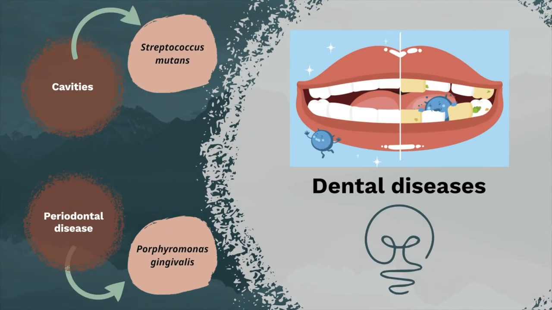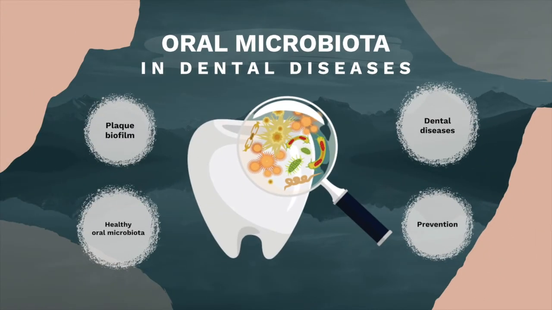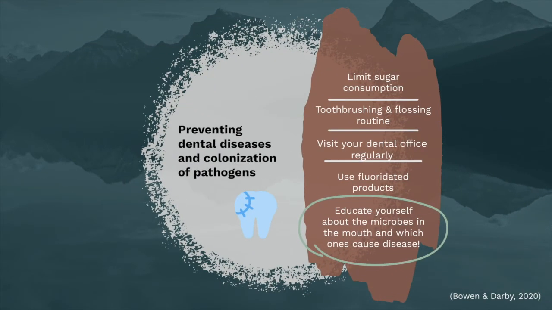Now that we've talked about how an imbalanced microbiota can cause dental diseases, how can we prevent this from happening? Some ways include limiting the frequency of sugar consumption. If you're going to drink a can of sugary pop or a glass of orange juice, try to drink it in one go so that the acid is washed out of the mouth with saliva rather than sipping on it throughout the day and providing S. mutans a constant nutrient source.